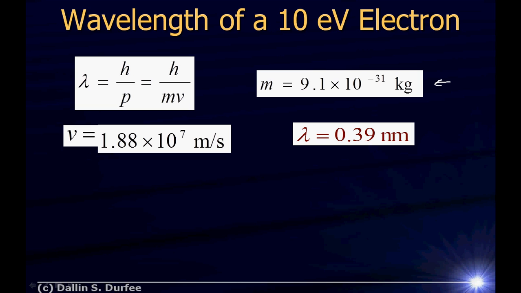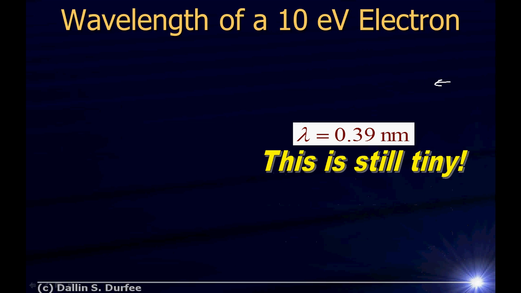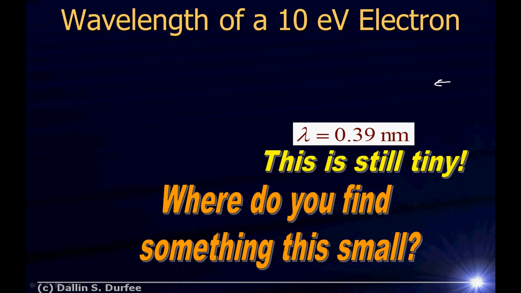So how am I going to make a diffraction grating to diffract electrons? Well, where have we seen something that small before? It turns out this is a fraction of a nanometer. That's a typical spacing between atoms in a solid. So maybe, rather than trying to make a slit in aluminum foil to diffract my electrons, I could use the atoms themselves in a piece of aluminum to diffract the electrons. And it turns out you can do that.